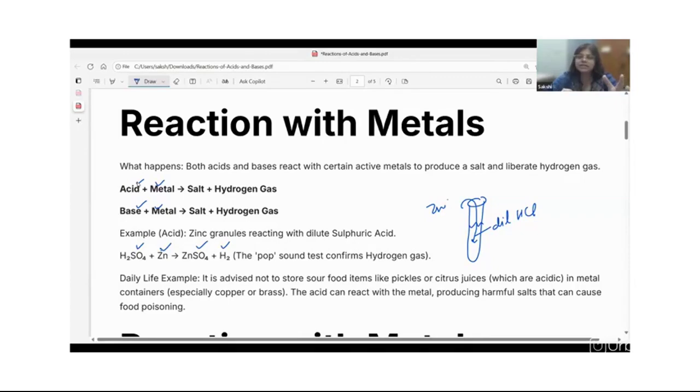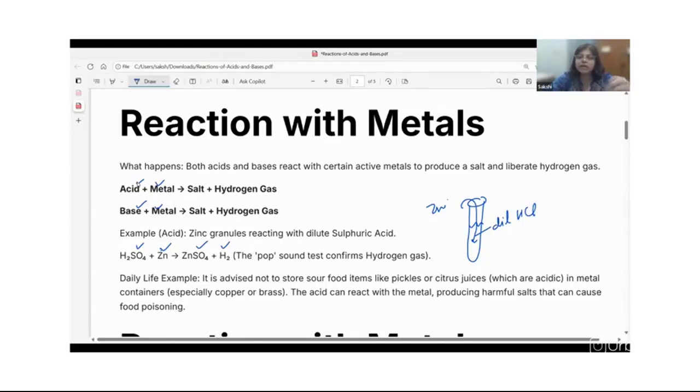So this is also asked in the exam, how do you confirm the presence of hydrogen gas? So this is how we confirm the presence of hydrogen gas. So basically, for any confirmation or any test, how do we know that hydrogen gas is present? By something that is observable, right? You can either hear the sound or see the color change, right? Those tests are called confirmatory tests.